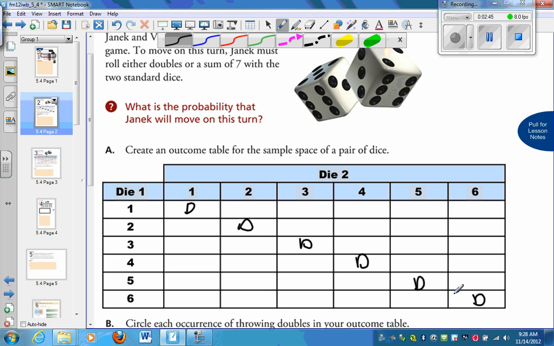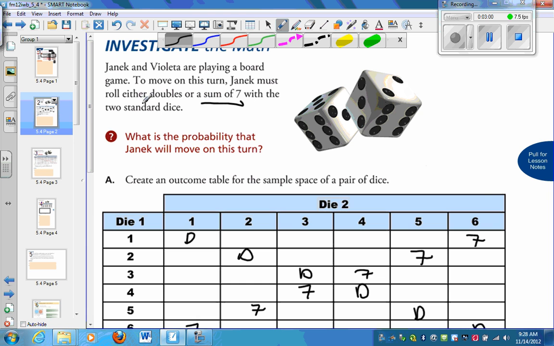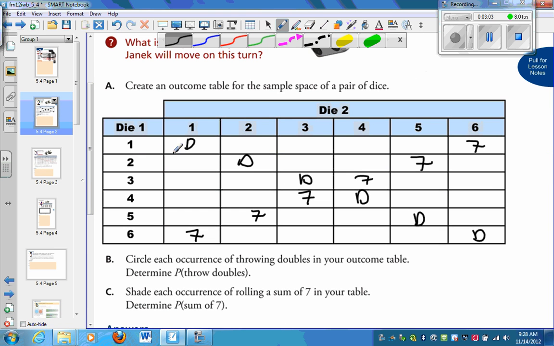And then let's also look at all the ways he can get 7. Well, he can have a 6 and a 1, a 5 and a 2, 4 and a 3, 3 and a 4. These are all the ways he can get that desirable outcome of either having a sum of 7 or a double. In total, all the different ways he can roll the dice is 6 times 6, which is 36. It says circle doubles, and shade the sums of 7. Well, we did that. I think on the next page they have it all filled out for us.